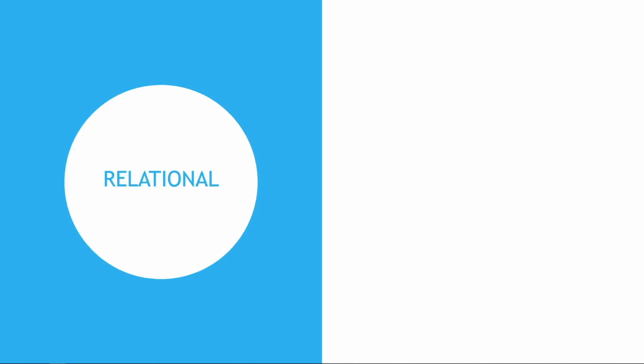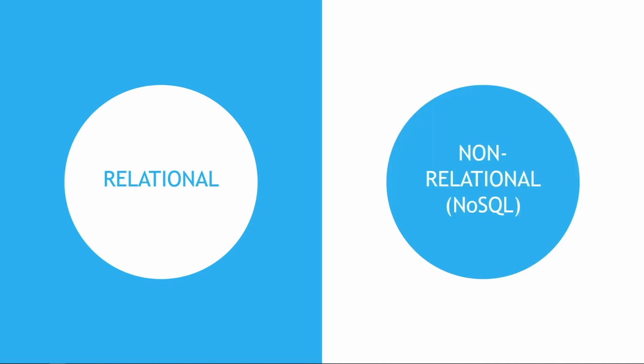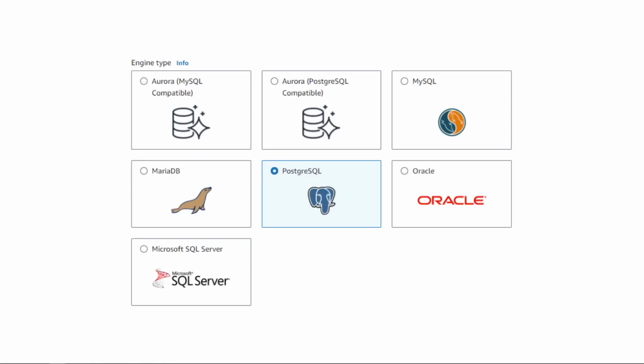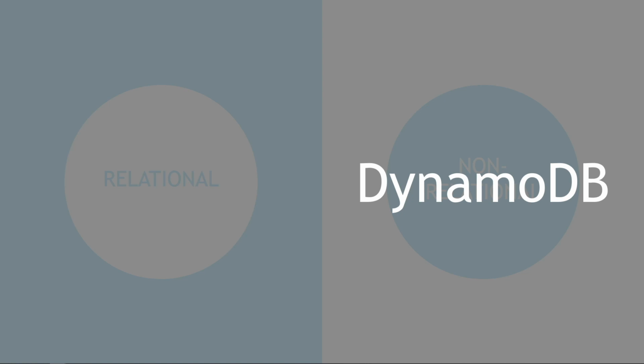In the land of databases, there's of course two big categories. One is relational, where your data is stored in a structured table. And then you've got non-relational databases that have a more flexible structure. These are sometimes called NoSQL databases. In AWS, the two popular options here are the Relational Database Service, or RDS, for relational. This allows you to pick from different engines, including MySQL, MariaDB, PostgreSQL, and others, so the most popular relational database engines. And then for non-relational, we have DynamoDB.